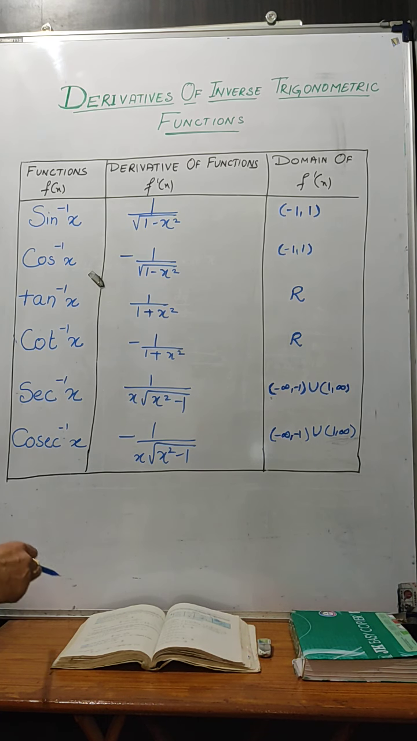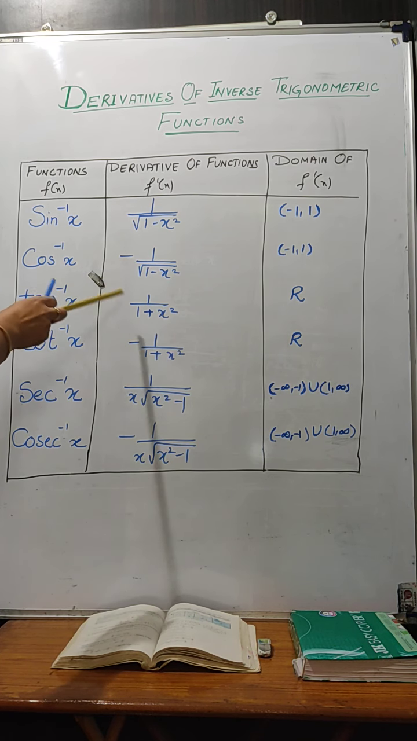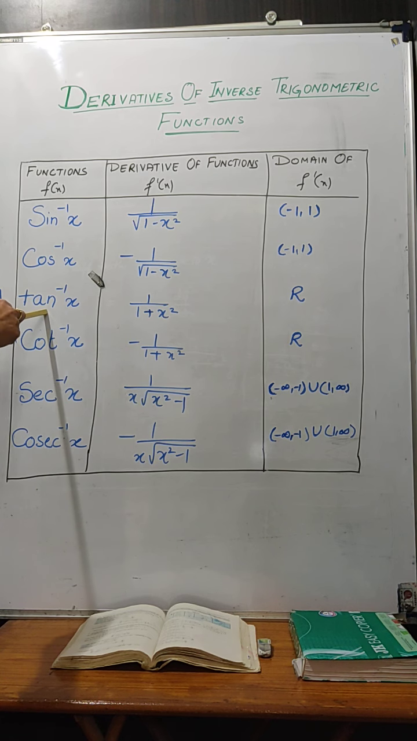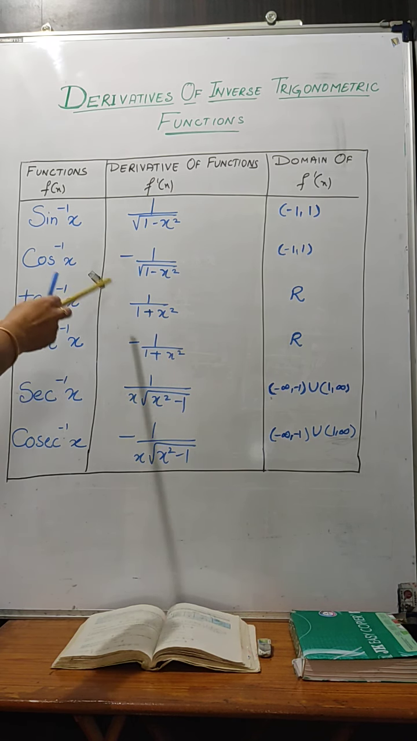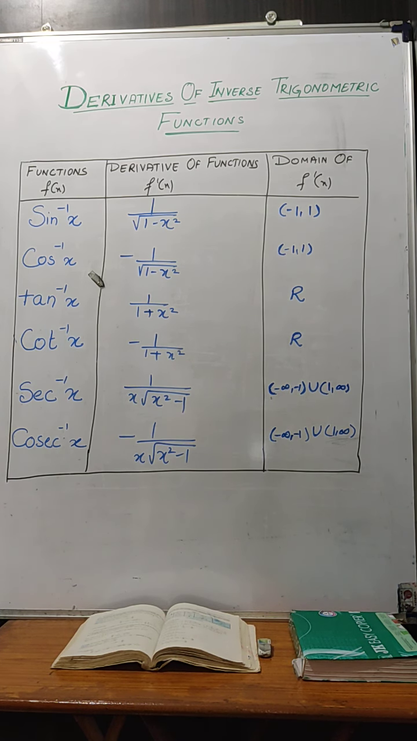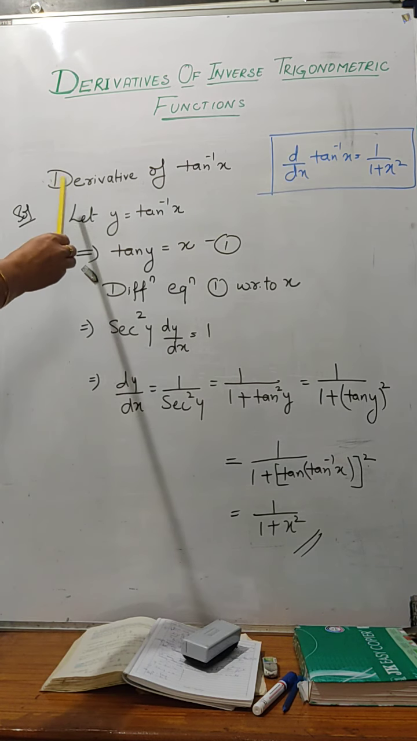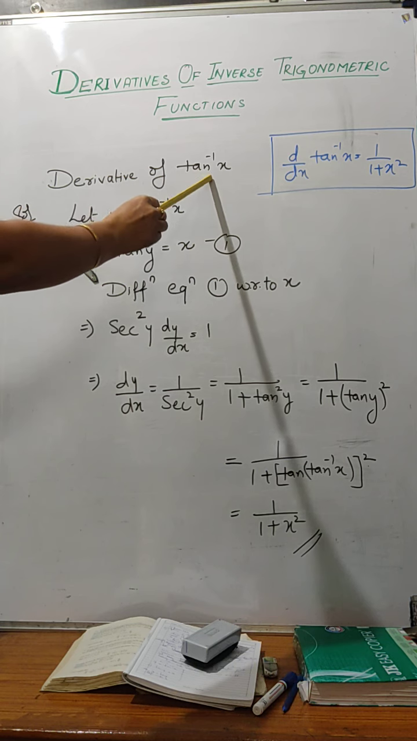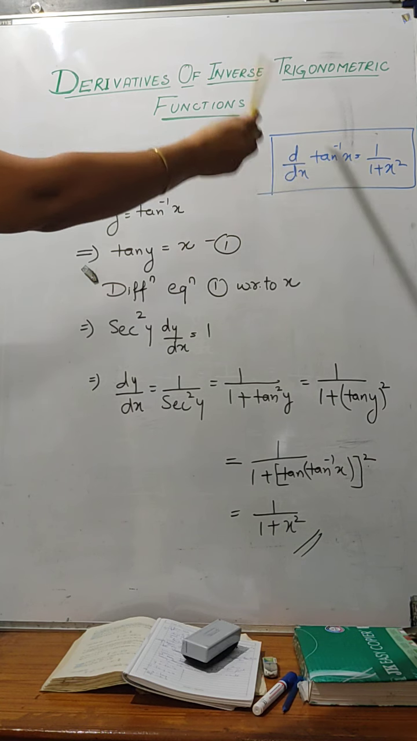Now we will discuss one of the inverse trigonometric functions. Out of these, for any one of the inverse trigonometric functions, how we have got the derivative. So let us discuss how we got the derivative of tan inverse x, which is equal to 1 upon 1 plus x square. You can check for the other inverse trigonometric functions also. So here we have to prove what is the derivative of tan inverse x. Now dy by dx of tan inverse x is 1 upon 1 plus x square. From the chart it is clear.